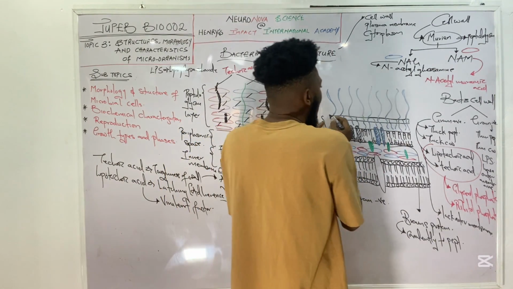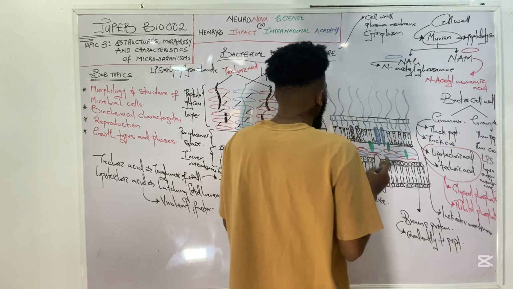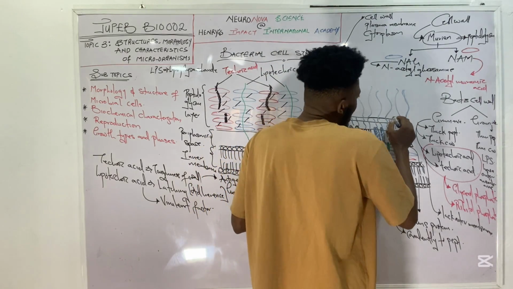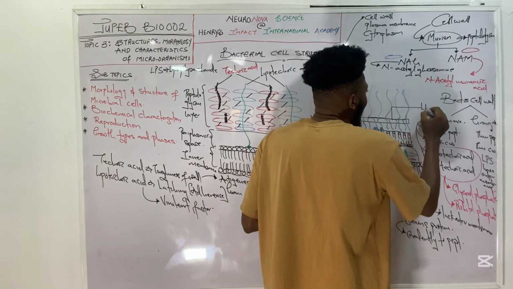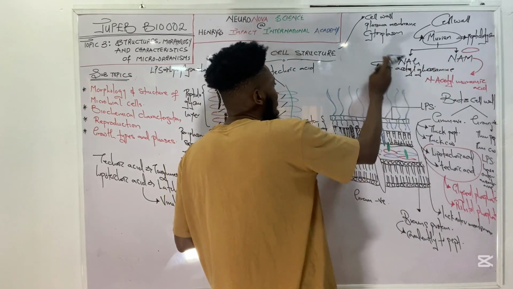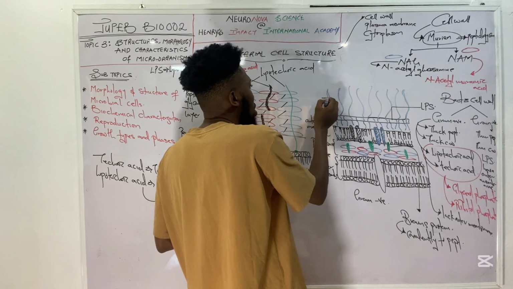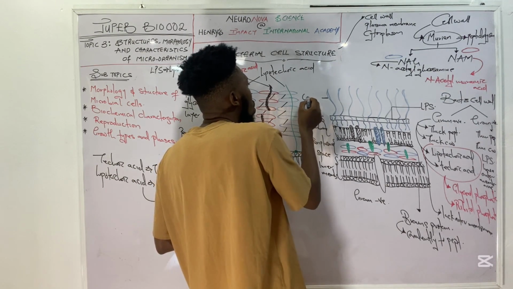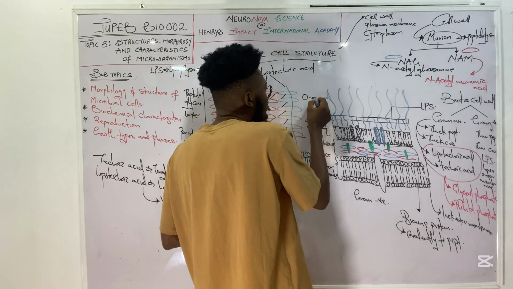Now, this structure here that you see, which is still part of the outer membrane, is called the LPS. That's the lipopolysaccharide we talked about earlier, the LPS. And you see that there are strands from the LPS that move outward that form the outermost projections, and we call them the O antigen side chain.